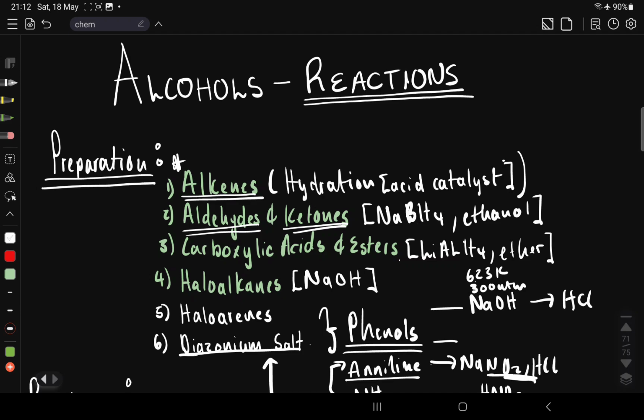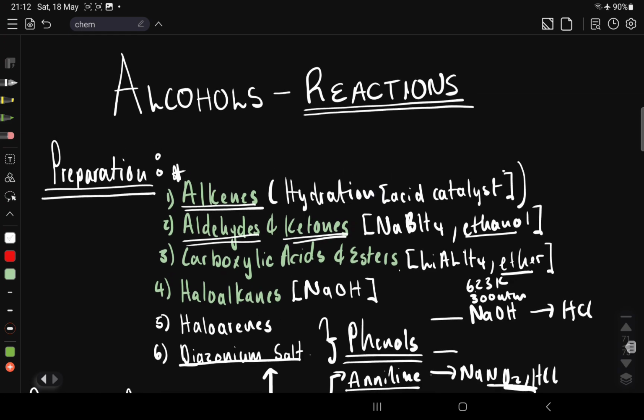LiAlH4, NaBH4. So here what we have, this guy will be in ethanol. Here we have ether because it's a very, very hard reducing agent. It's very reactive, more reactive than NaBH4. NaBH4 only works on aldehydes and ketones. It's very selective. Then this LiAlH4, we use it for our carboxylic acids and esters. There we go. And it's going to reduce them to alcohols. And then here we have our things.